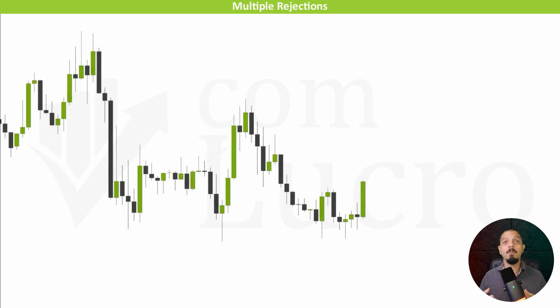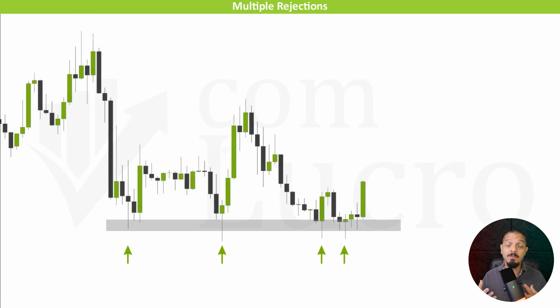Number 3, multiple rejections. When an area shows multiple rejections, it confirms that traders have responded to that same level several times, reinforcing its importance. The more rejections we see, the stronger the level appears. But this still does not guarantee it will hold. Only after a clear break and retest can we anticipate a rejection with more confidence.